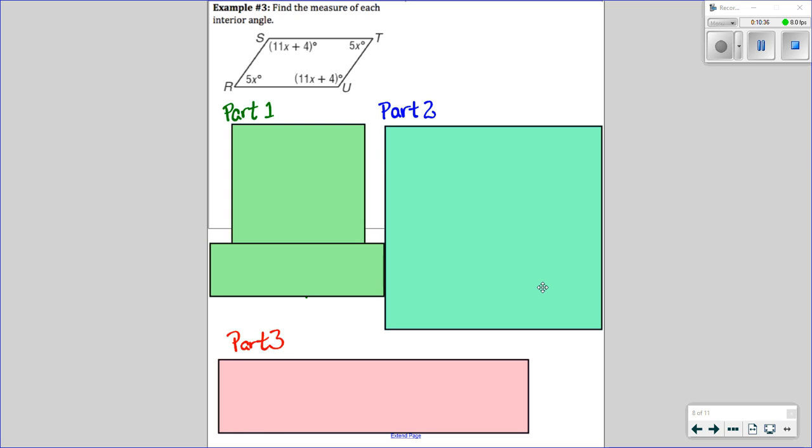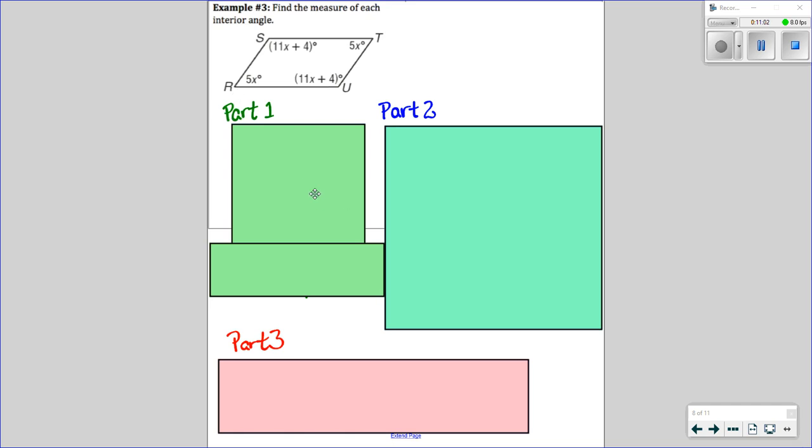Okay, going on to the next thing. This is another example dealing with exterior angles, interior angles, all that stuff. So they say find the measure of each interior angle. So we're looking for the interior angles. If you look at the shape, ask yourself what kind of shape this is. This is a quadrilateral.